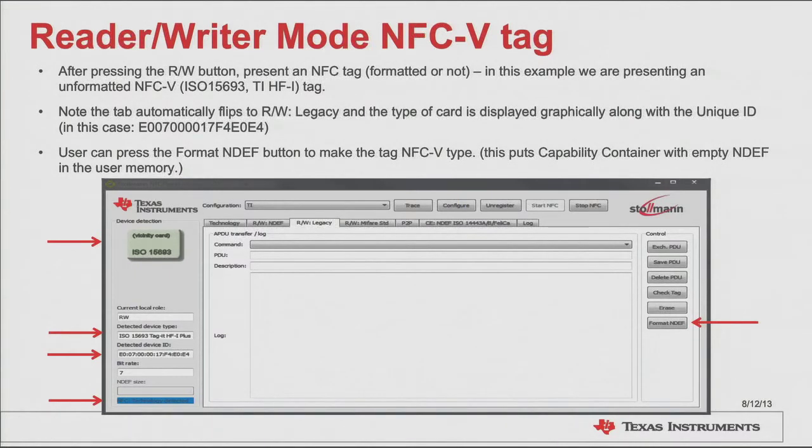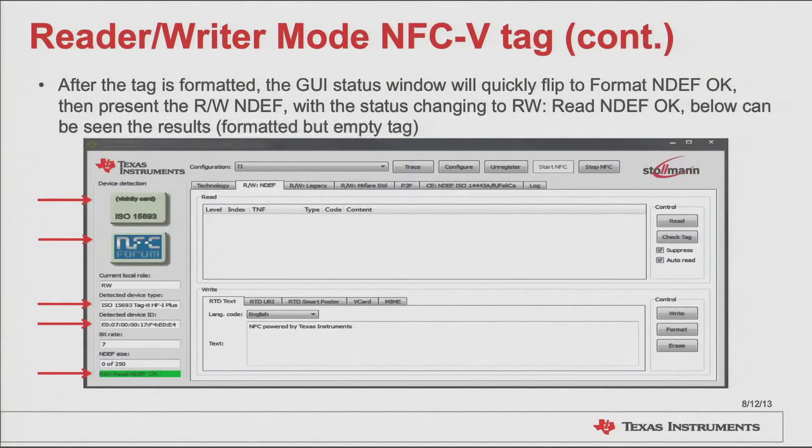Note the tab automatically flips to RW Legacy, and the type of card is displayed graphically along with the unique ID. The user can press the Format NDEF button to make the tag NDEF compliant. After the tag is formatted, the GUI status window will quickly flip to Format NDEF OK. Then present the RW NDEF with the status changing to RW Read NDEF OK.